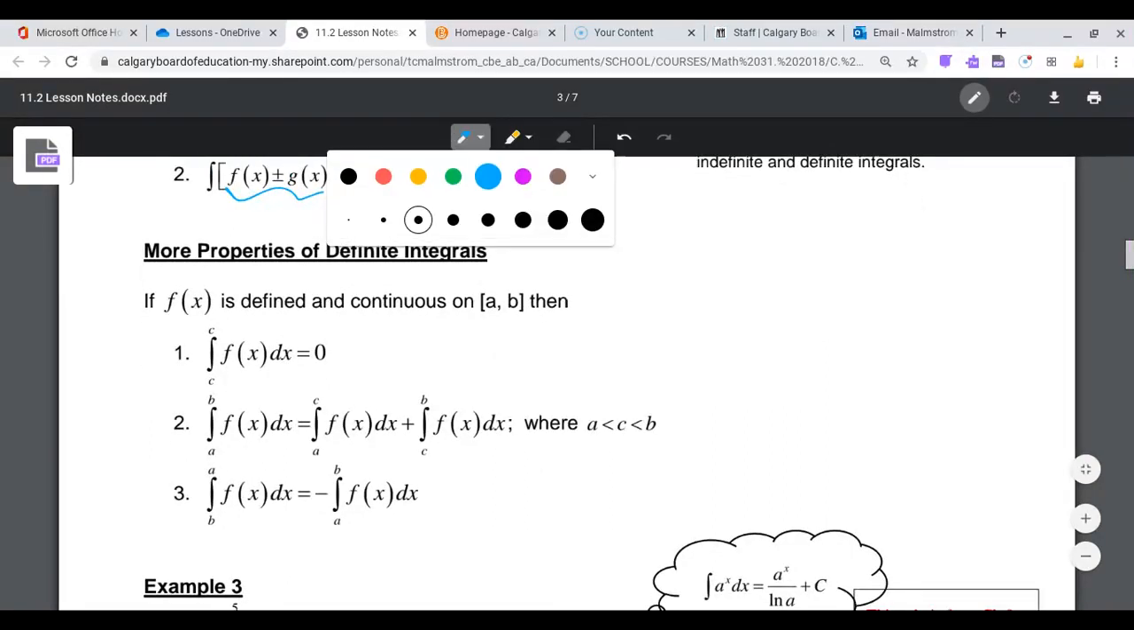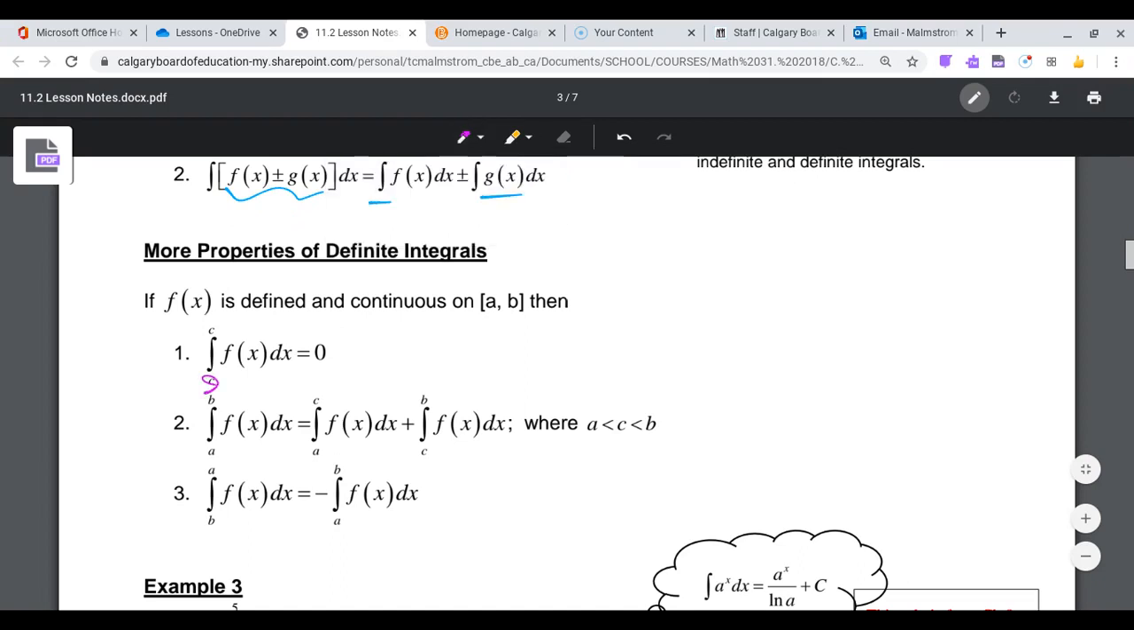A couple more properties of definite integrals that we didn't look at in chapter 9 that are useful is the first one. If your boundaries happen to be the same number, then your answer is just going to come out to be 0. Hopefully that makes sense. You're not going anywhere. F of c minus f of c would give me 0.